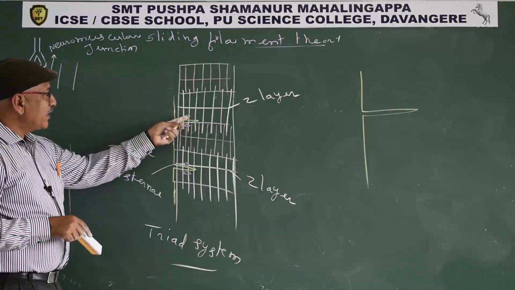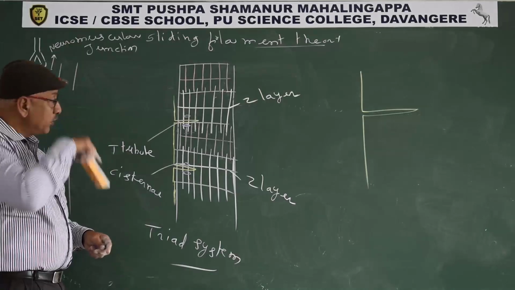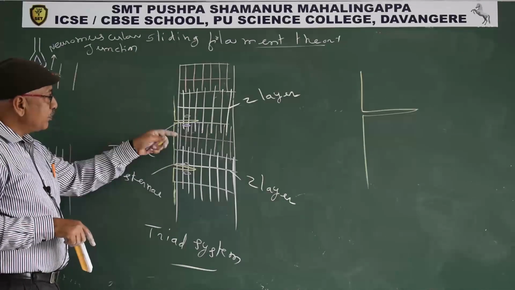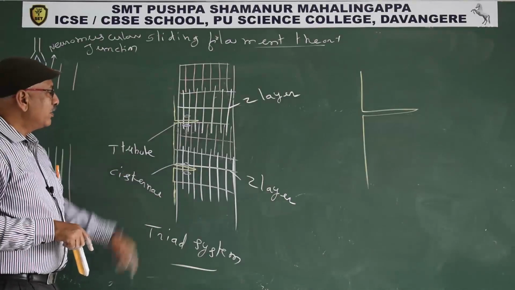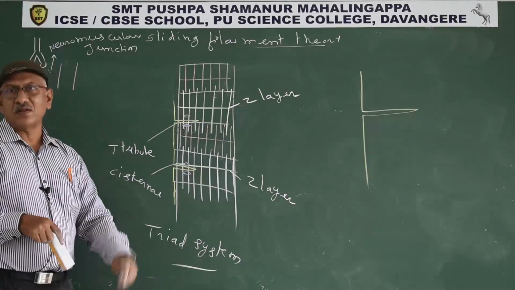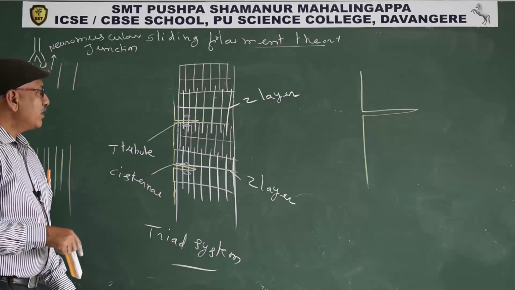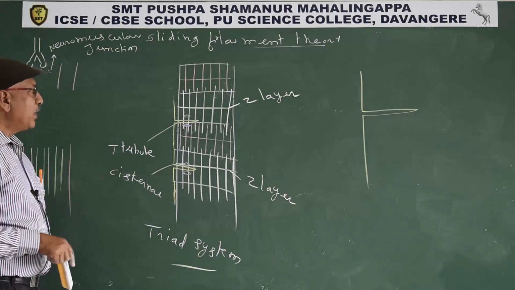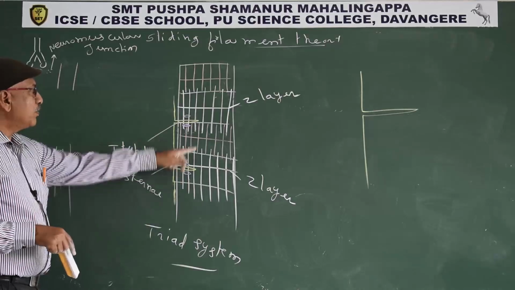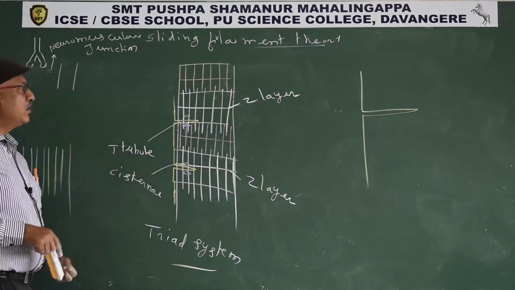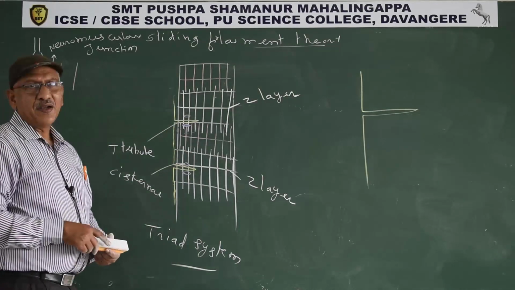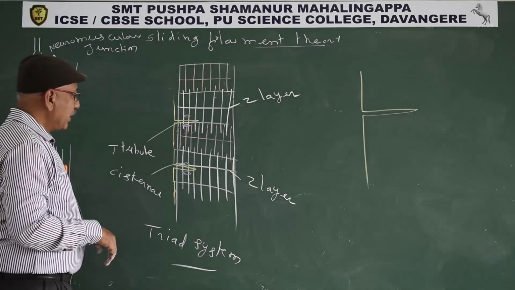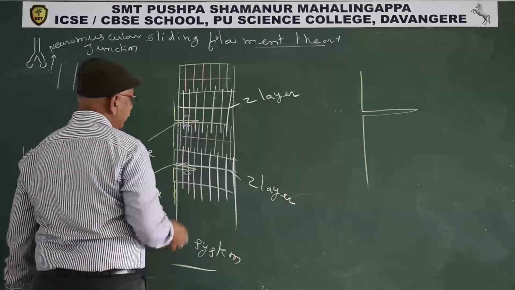The cisterna present immediately above the T-tubule and the cisterna present just below the T-tubule, these three structures together are known as triad system. Triad system plays a key role in muscle contraction. In mammals, the triad system is present near the I band and A band.